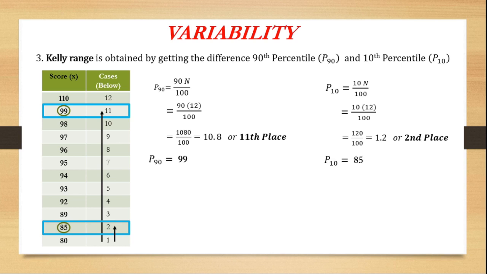After getting the 90th percentile and the 10th percentile, we can now substitute into our Keller range, which is the 90th percentile minus the 10th percentile. Substituting the value for the 90th percentile, which is 99, and the 10th percentile, which is 85. Then we can say the Keller range is equal to 14.